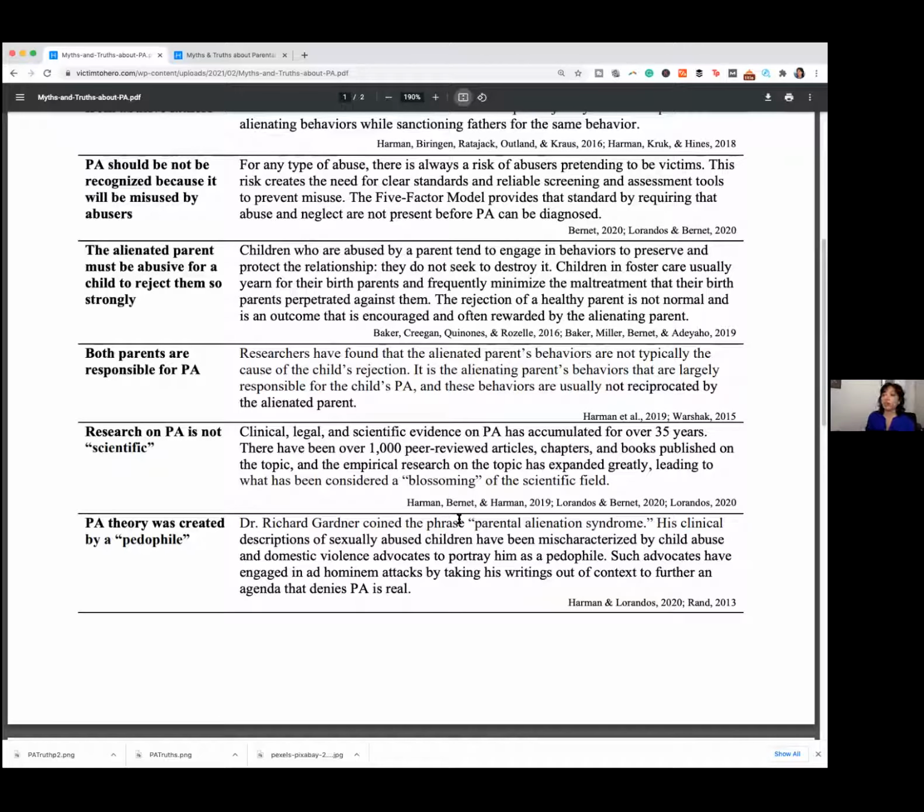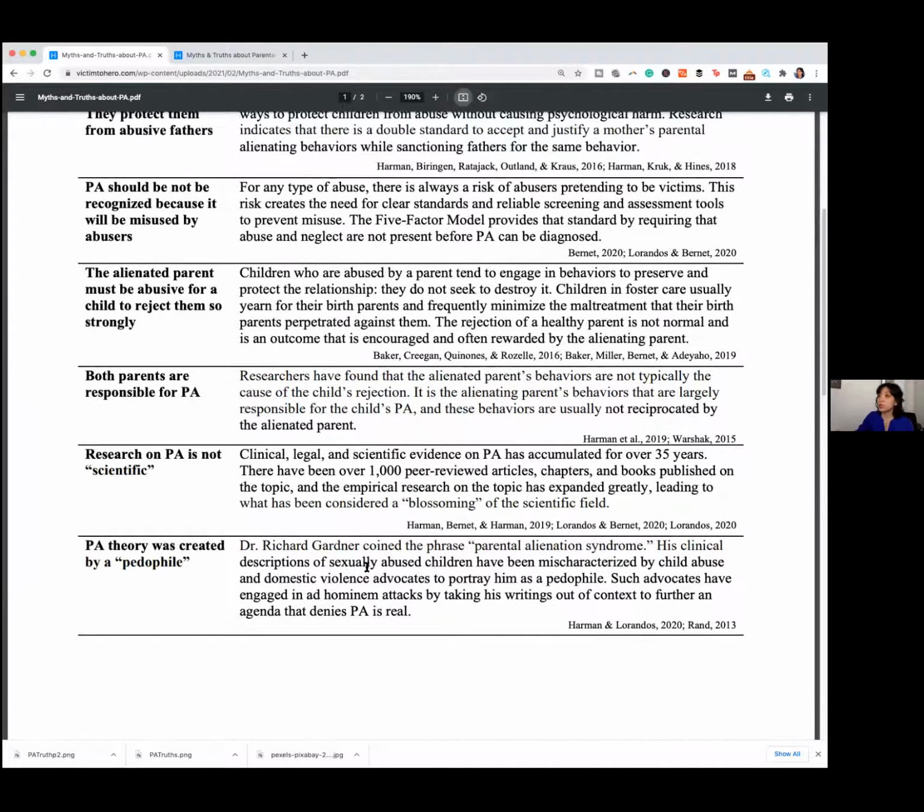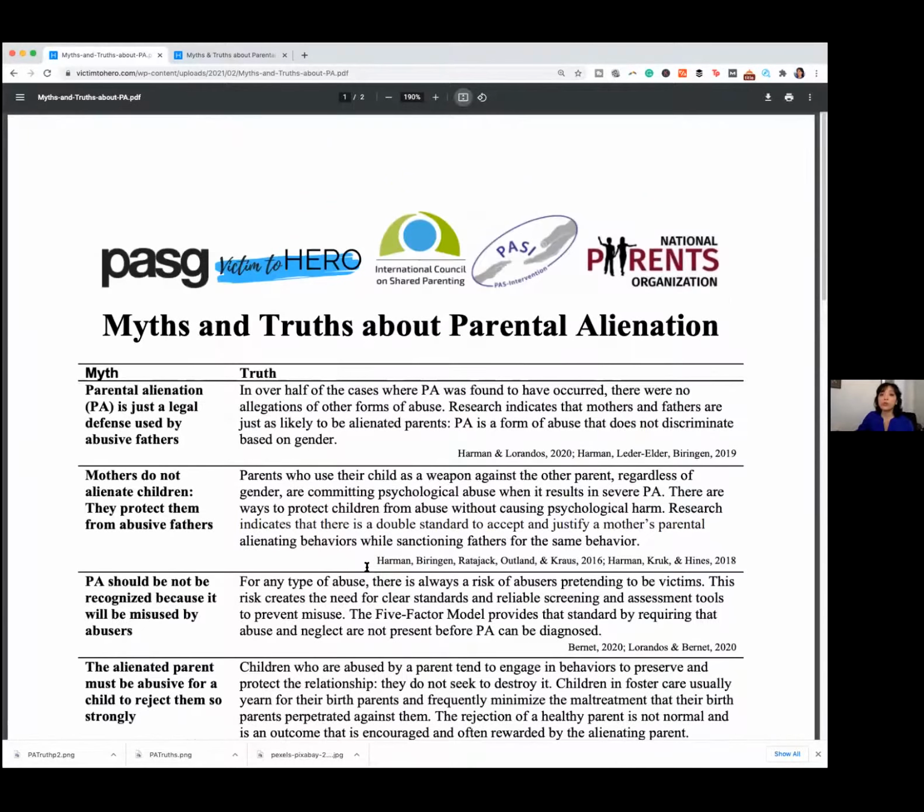And so yeah, like I mentioned in the front, this is the front of the page. This was a collaborative effort by a number of groups that are advocating for parental alienation, alienated parents and children. And so you can see at the top here, there's Parental Alienation Study Group, there's Victim to Hero, which is us, International Council on Shared Parenting, PASI, which is Parental Alienation Syndrome Intervention, and then we have National Parents Organization.